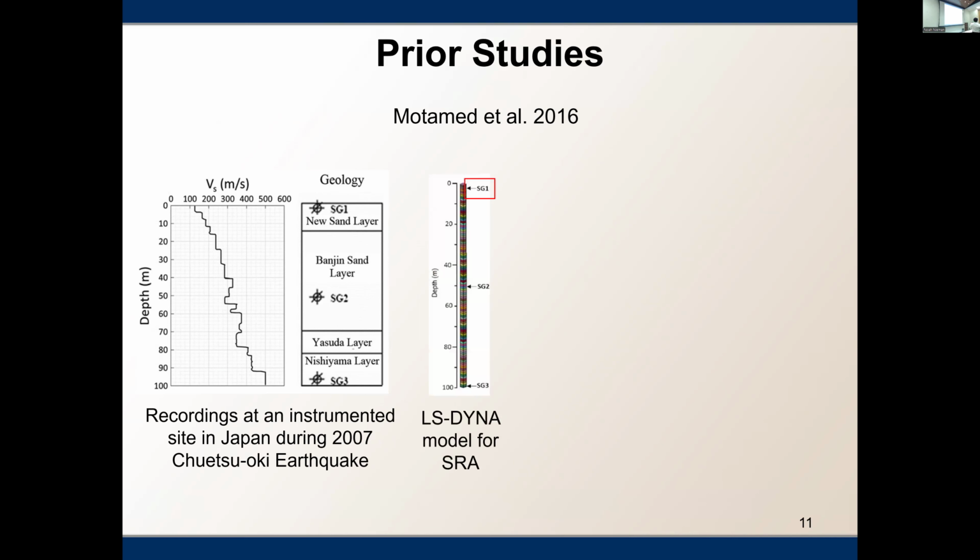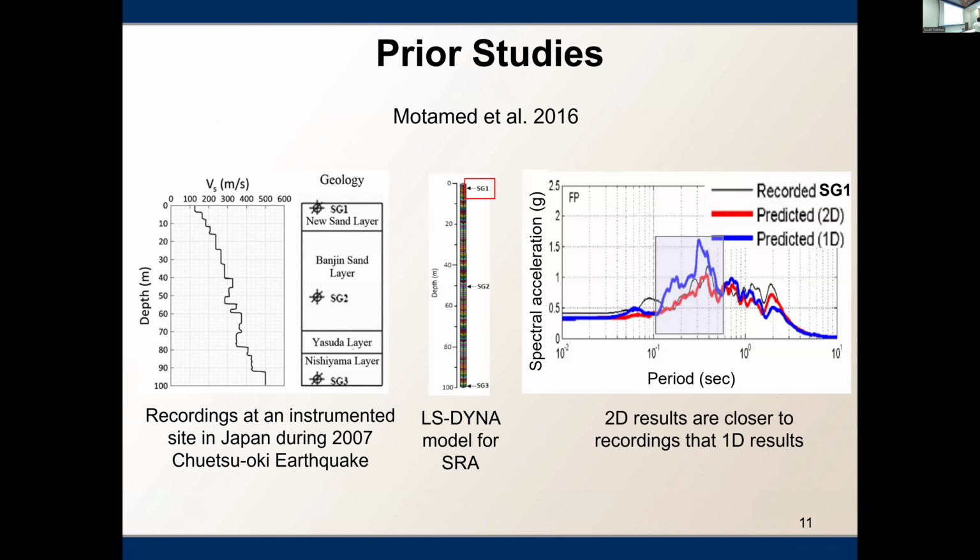The authors created this model in LS-DYNA using a soil column. Then they compared the spectral acceleration versus the period for the recorded motion, for the predicted motion using 2D shaking, and for the predicted motion using 1D shaking. You can see that the predicted motion from 2D shaking, shown by the red line, is much closer to the black line, which is the recorded motion, as compared to the blue line, which is the predicted motion in 1D direction. So this shows that 2D shaking results are much closer to reality than 1D.